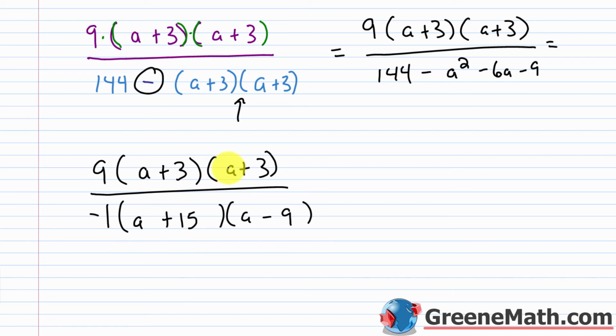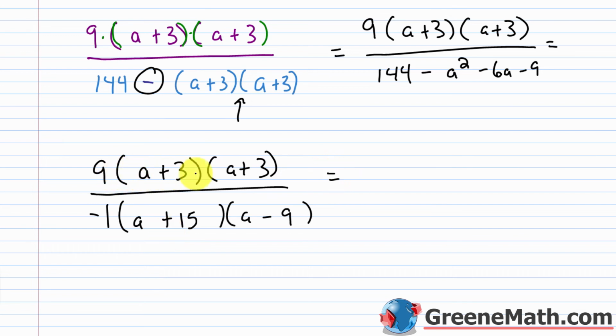A plus 3, that quantity, a plus 3, that quantity, and 9 are my factors in the numerator. Negative 1, a plus 15, and a minus 9 are my factors in the denominator. There's nothing I can cancel. So for most teachers, you would just report your answer in this format. For others, they want you to go through and multiply everything together. So we can do that real quick.